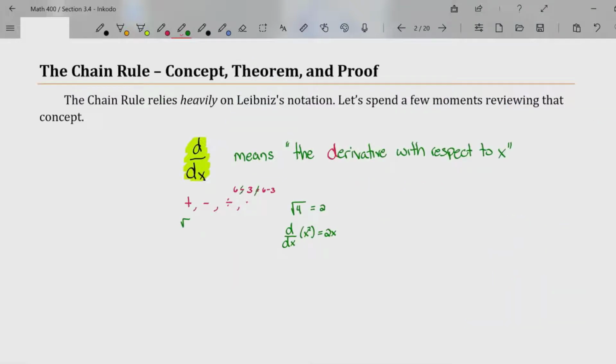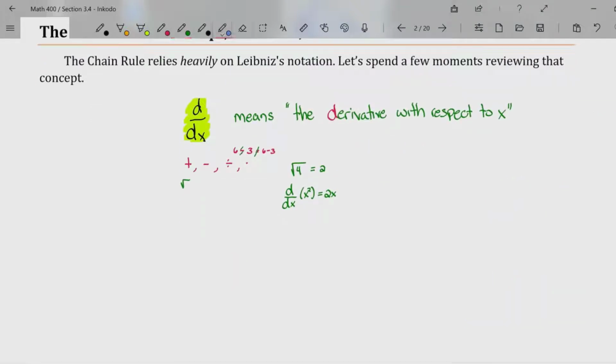Now for this conversation specifically, I need to really get you to buy into something. The derivative with respect to x of y is that. So if I had a function y, I could take its derivative with respect to x by saying dy dx. I could also, for example, have a function called r, and if r was a function of x, I could take the derivative of that with respect to x.